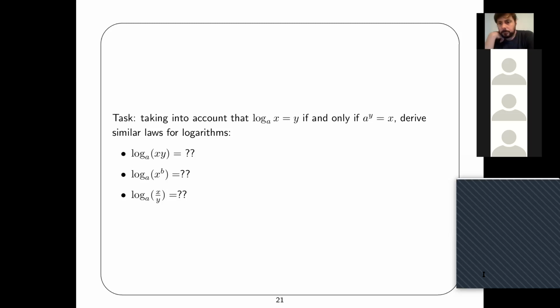But I hope that you were able to come up with some kind of answer and you understood and had time to think about it. The way you can do this: if log of xy is equal to z, then we have that a to the power of z is equal to xy. Right?